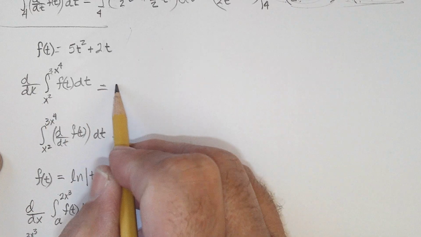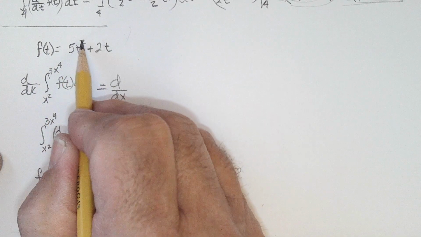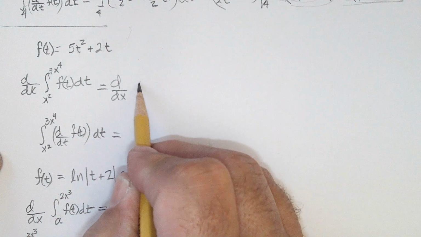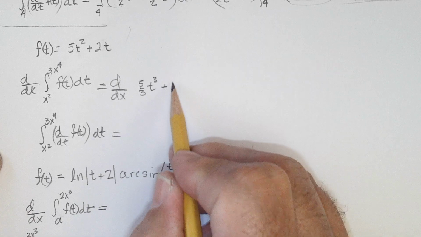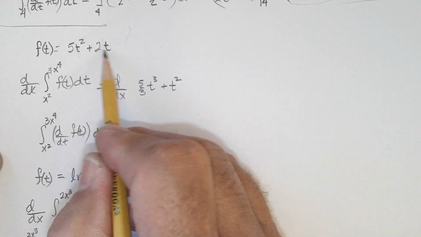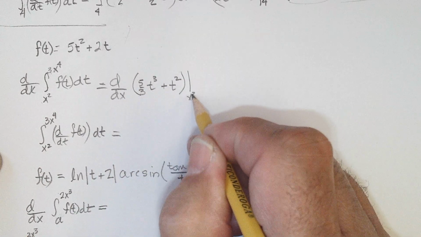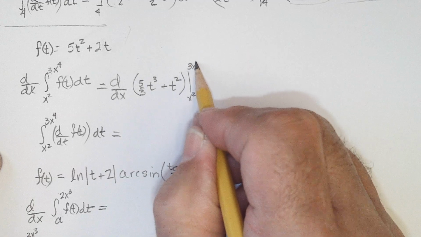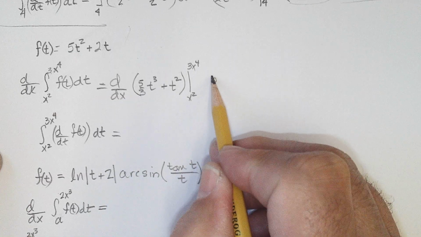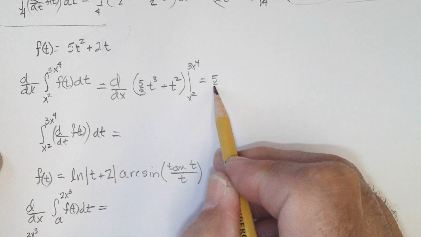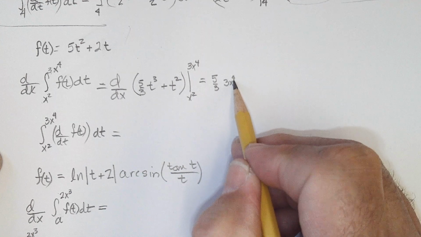First, integrate. So the antiderivative of that, raise that to 3 and divide by 3, so it's 5/3 t to the 3 plus t squared, because the derivative of t squared is 2t. We've got to evaluate that from x squared to 3x to the 4th. So we plug 3x to the 4th in for the t's. And I'm not going to simplify this because I want you to see what's going to happen here. So I'm going to write in 3x to the 4th.